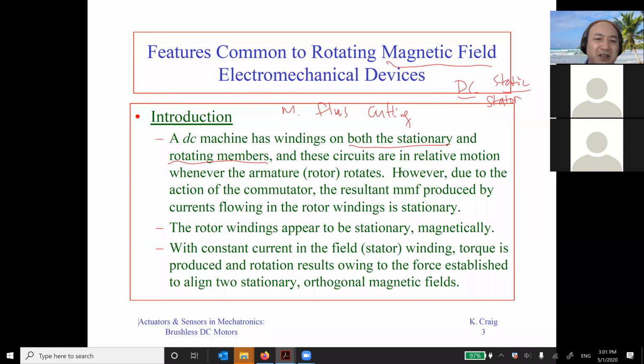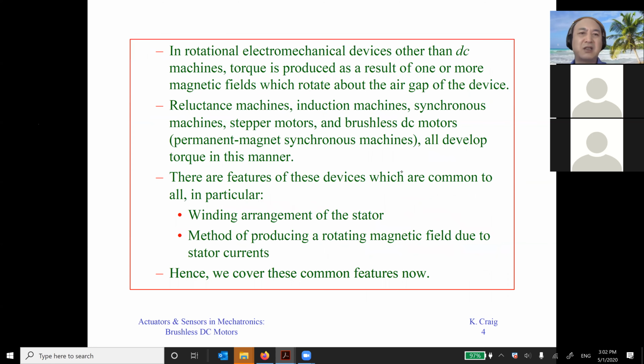So that's talking about DC here. Due to the action of the commutator, the resultant magnetic motive force produced by the current flowing in the rotor windings is actually stationary. So that magnetic field is not changing, remember. The rotor windings appear to be stationary magnetically speaking. With the current in the field winding, a torque is produced by the force established to align these two stationary orthogonal magnetic fields. So that's the DC part, okay?